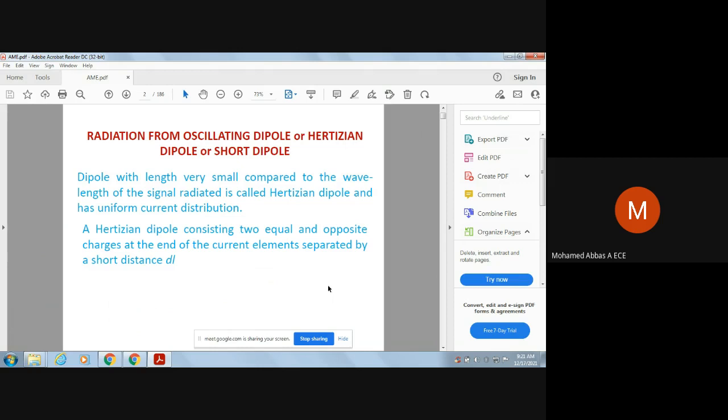Again, to see in detail, first we have to know what a Hertzian dipole is. So we can say that the Hertzian dipole consists of two equal and opposite charges, and they are separated by some distance.